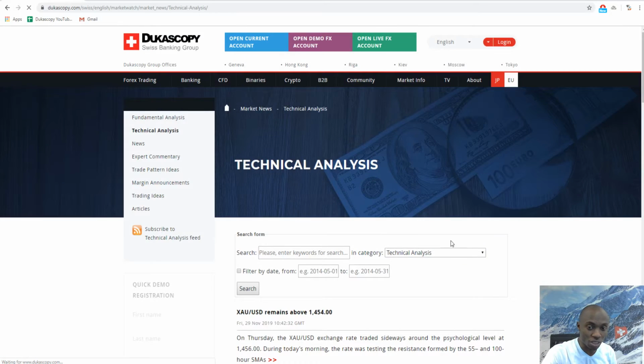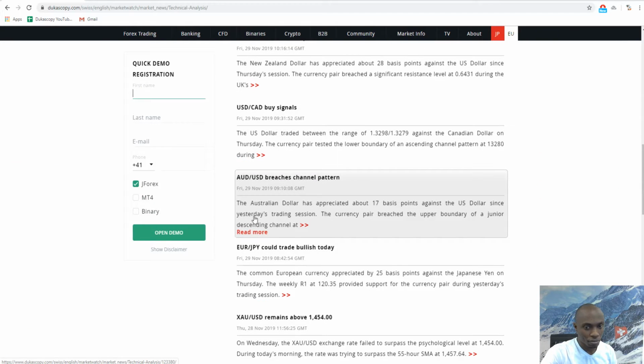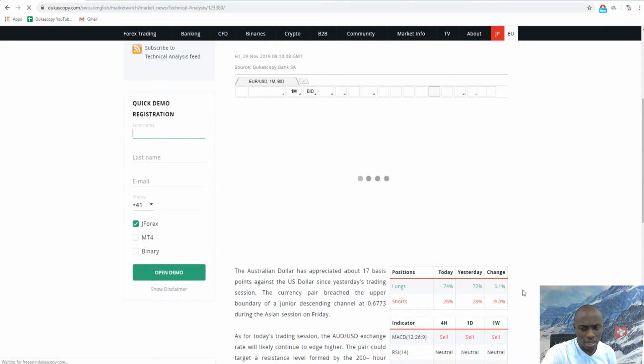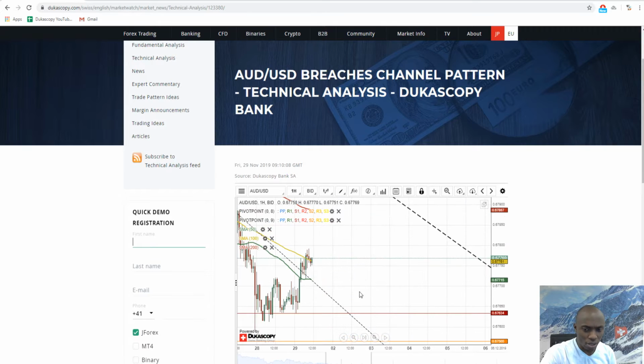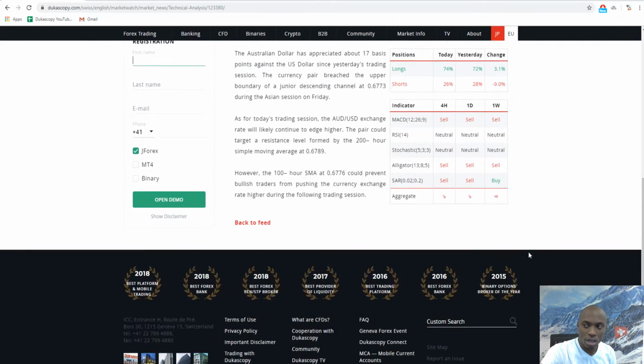If you go further, you will see the Aussie USD that breaks the channel pattern. So I think that there was a breakout. Let me check it. There's kind of a breakout already. Oh yeah, there was a breakout through the upper boundary of a descending channel, which will likely make this currency pair move north.